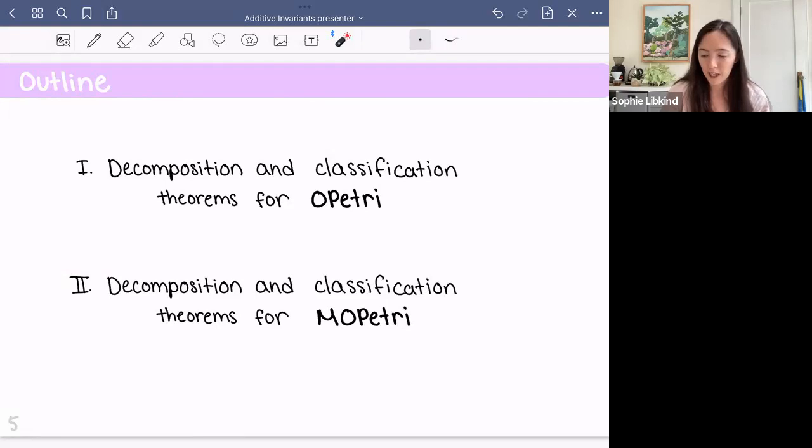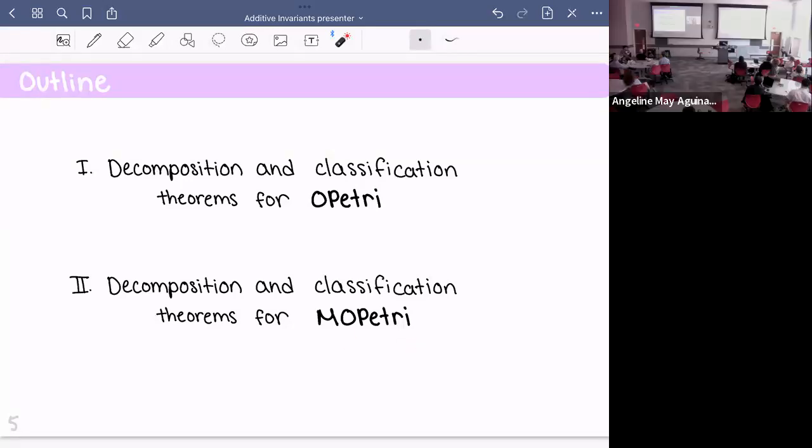So the outline of my talk today is we're going to start with classifying all of the additive invariants for the category of open Petri nets. Along the way, we're going to use a decomposition theorem, a way of taking an open Petri net and breaking it apart into some really simple building blocks. Because the category of open Petri nets is so widely used in the applied category theory literature, I think these decomposition lemmas are of independent interest. As part 2, we're going to do the same thing, classifying the additive invariants and looking at decompositions for the category of open Petri nets where the legs of the underlying cospan are monic. We call those MOPE nets, the category of MOPE nets. We'll get to that in part 2.